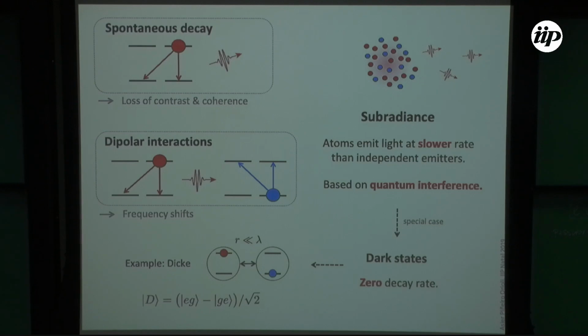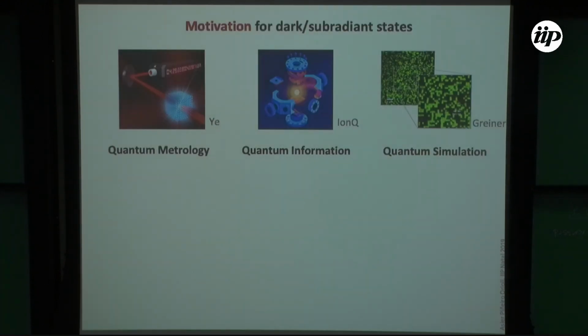And for those who have seen it before, a famous example is the antisymmetric state of two atoms, which is dark in the limit where the two atoms are very close to each other compared to the wavelength of the transition. So now this type of dark or subradiant states can be very interesting for quantum applications because of their very long coherence times. For example, for quantum metrology, as I was telling you before, but also for other things like quantum information or quantum simulation.